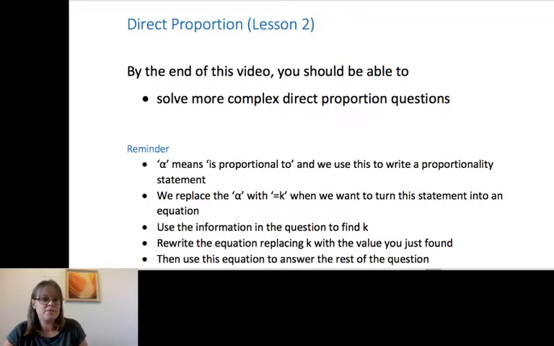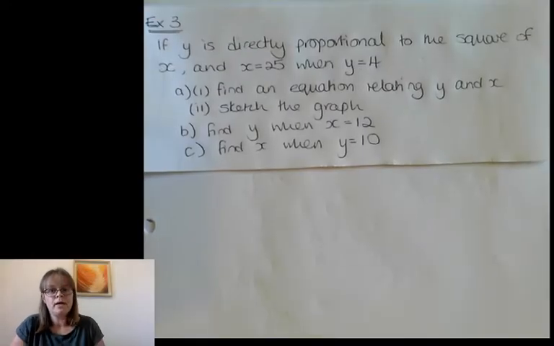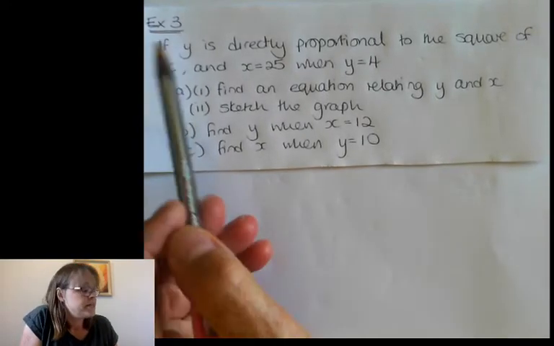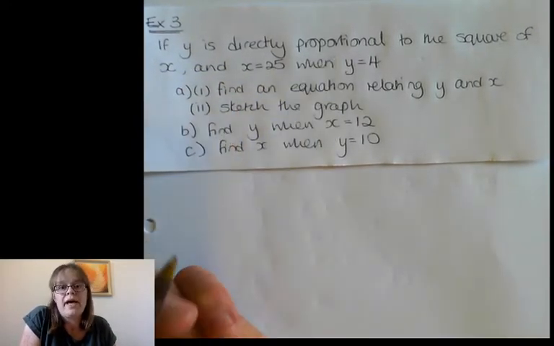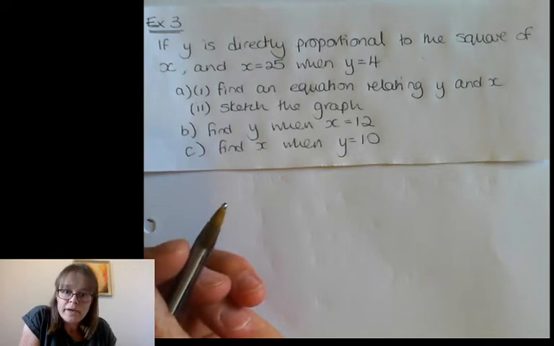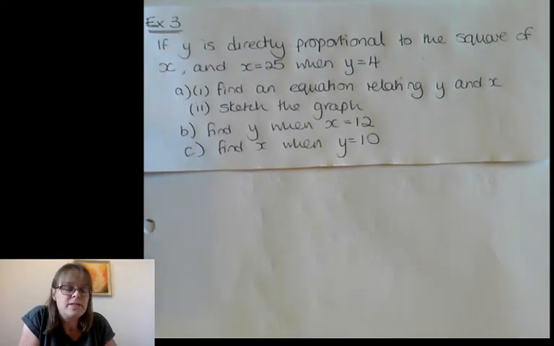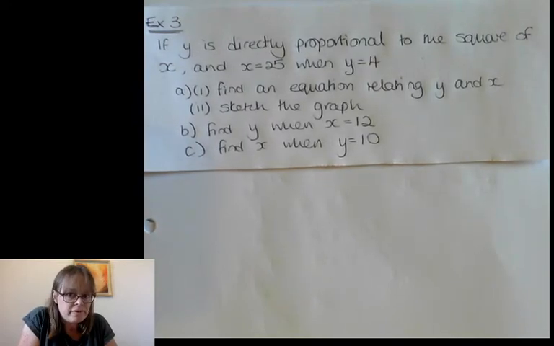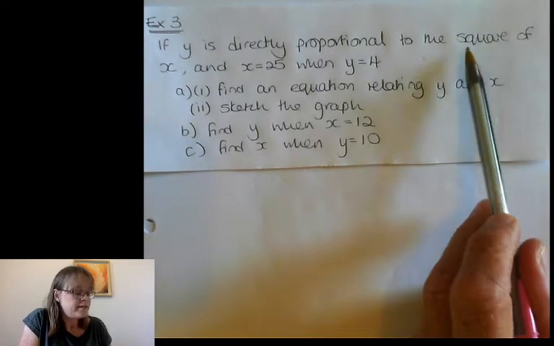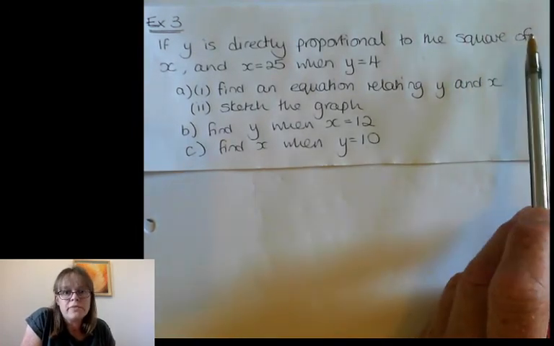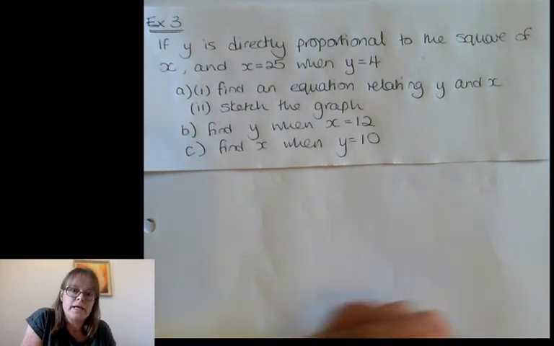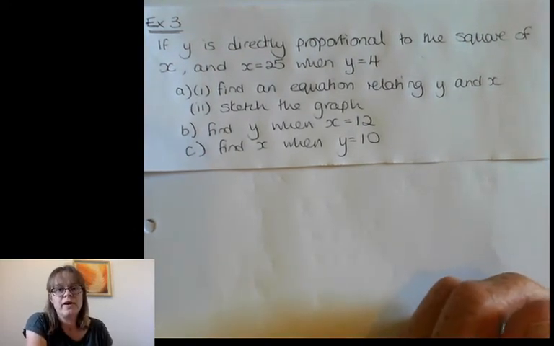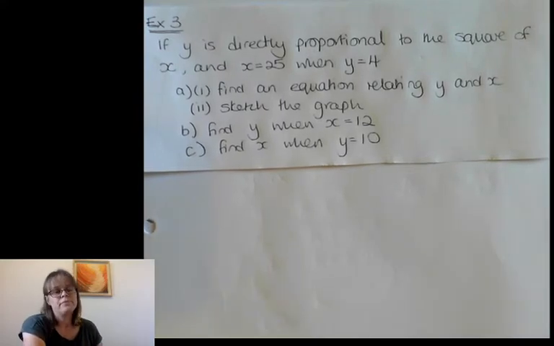So let's have a look at the types of question we might need to solve in this video. This question here says, if y is directly proportional to the square of x and x is 25 when y is 4, then firstly we're going to find an equation relating y and x, very similar to the last video, sketch the graph, find y when x is 12 and find x when y is 10. So hopefully most of that question feels familiar. It's very, very similar to the stuff we've already done. This is the only bit that makes it harder, because rather than y being directly proportional to x, today it says y is directly proportional to the square of x. So I need to just remember to deal with that when I'm writing all my statements.